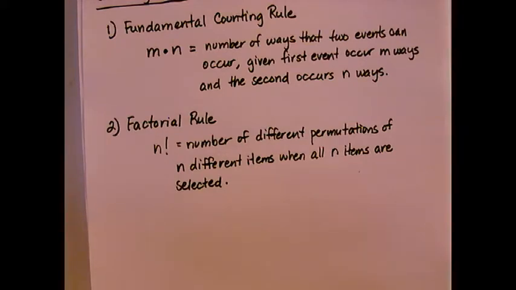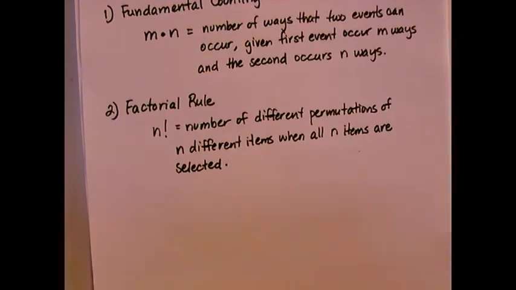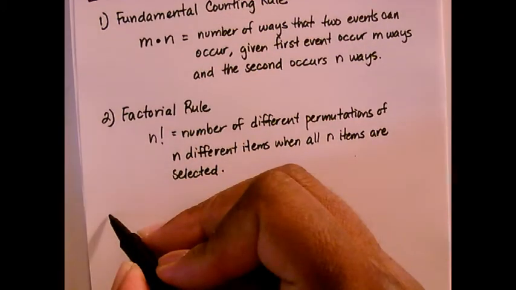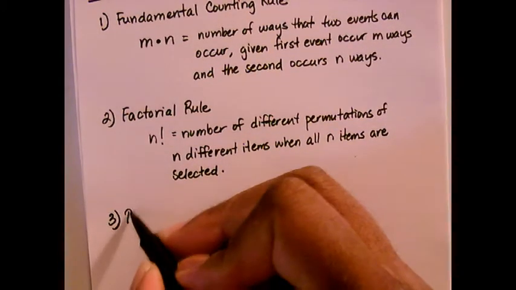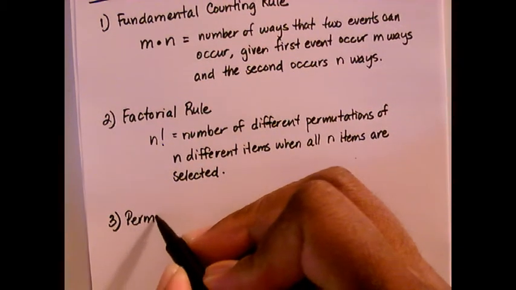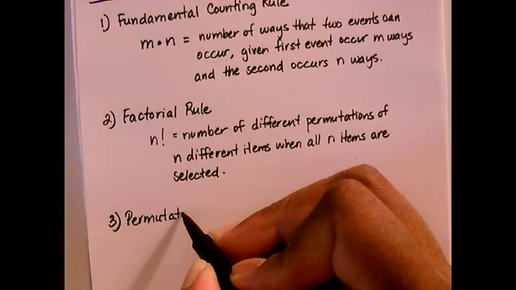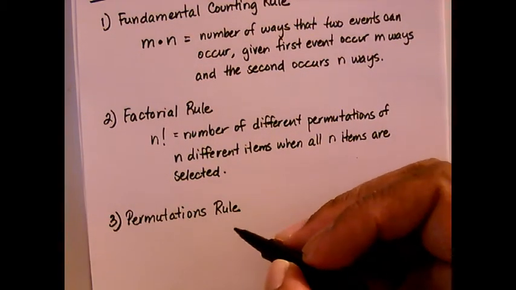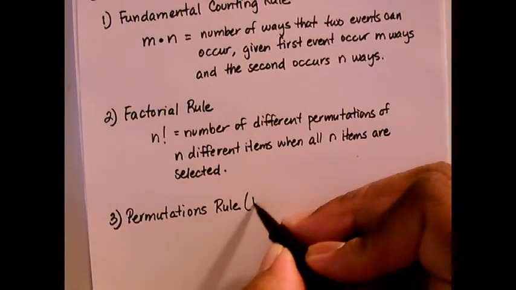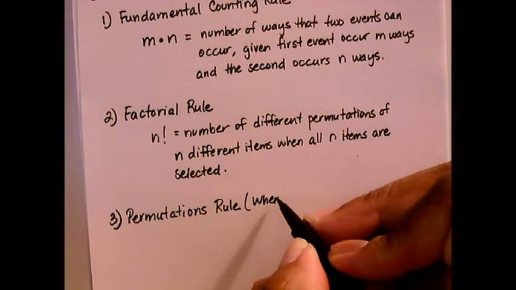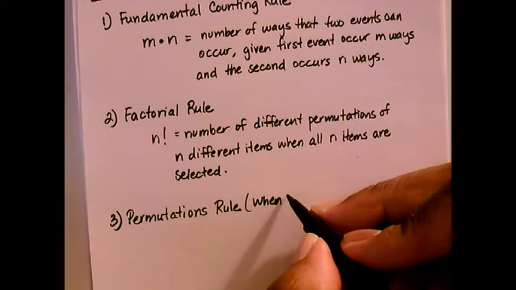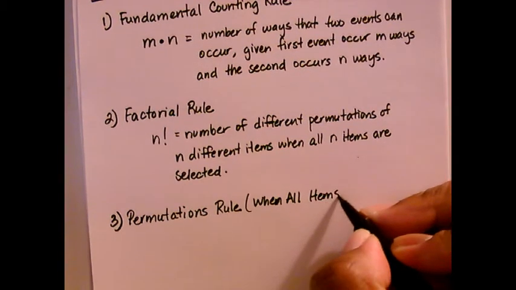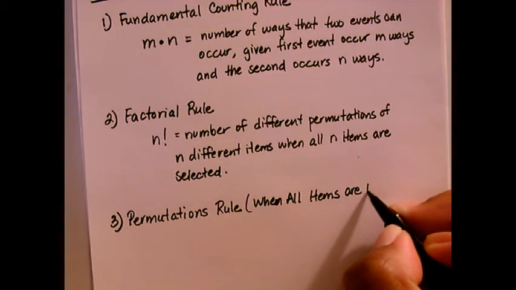Okay, the third rule is your permutations rule. And there are a couple of permutations rules that you need to know. And this permutations rule is this. This is where or when all the items are different.